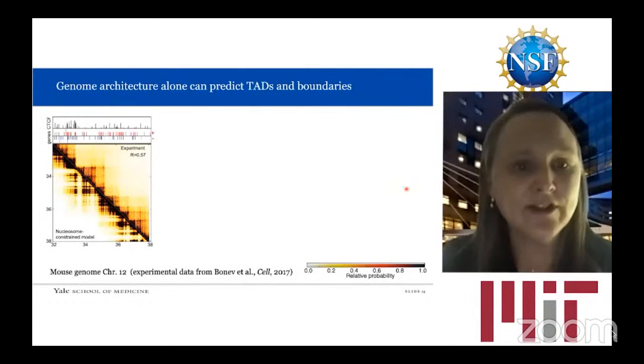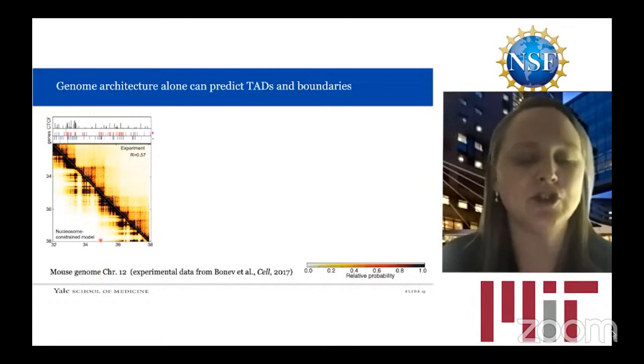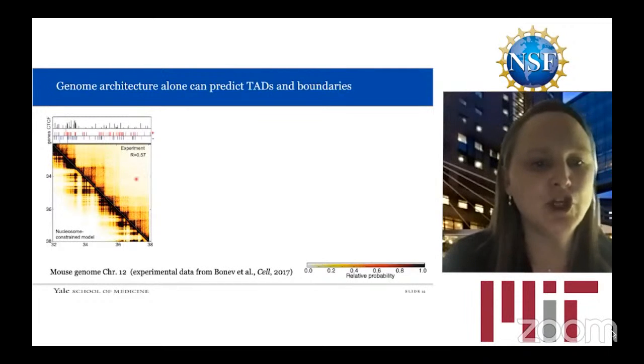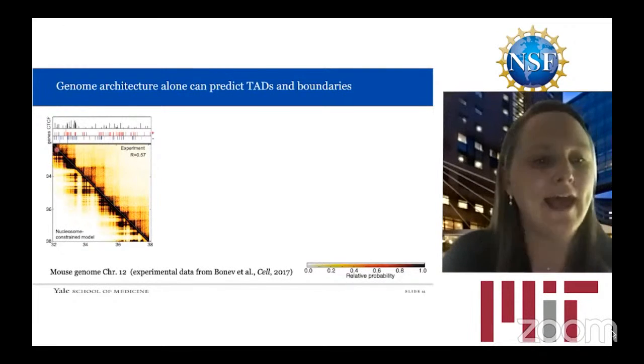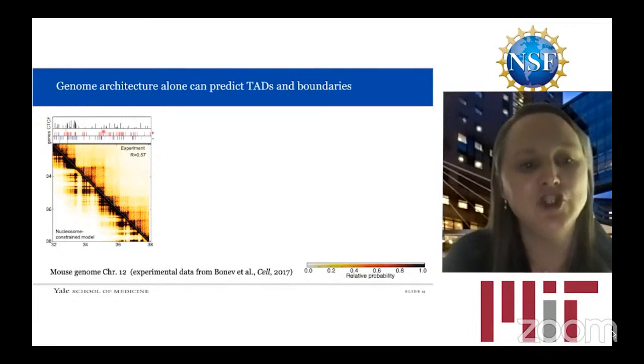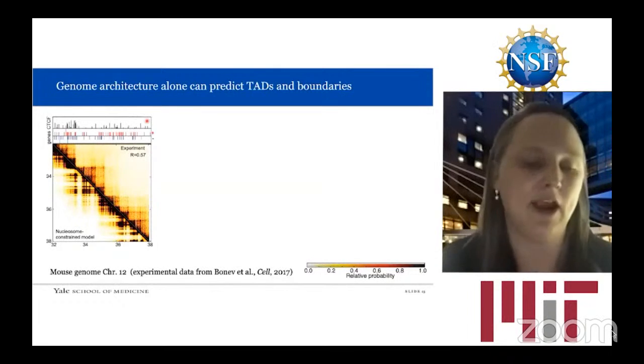So we modeled this, and now we decided to turn to the mouse genome because topological domains are larger, and so there's more data off of the diagonal. Here, I'm showing you experimental data in the top quadrant and our nucleosome constrained model on the bottom left. And I'm showing you the distribution of genes, which is the information that's been used in our simulation, but I'm also showing you the distribution of CTCF sites, which is important for other simulations that have been carried out.